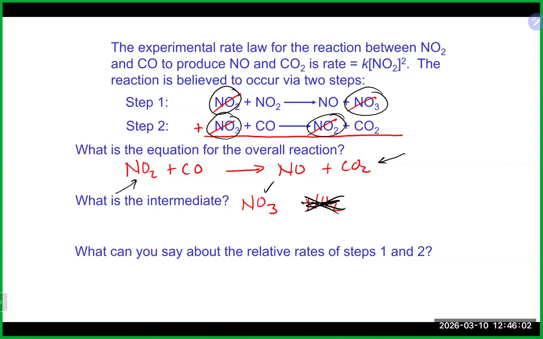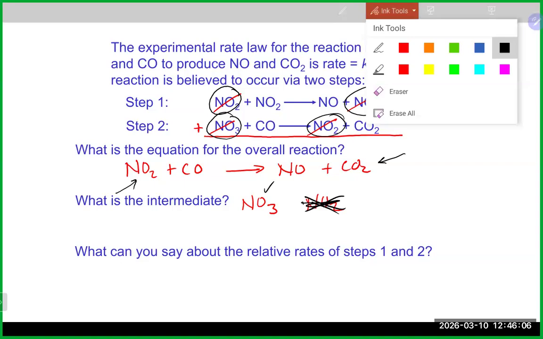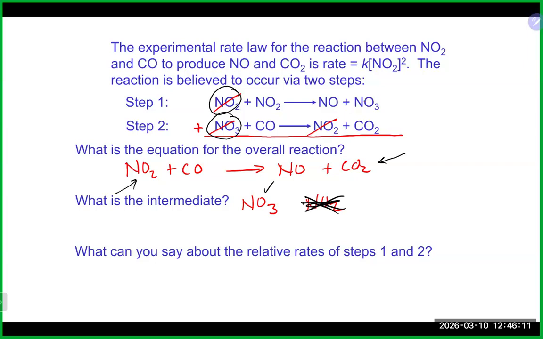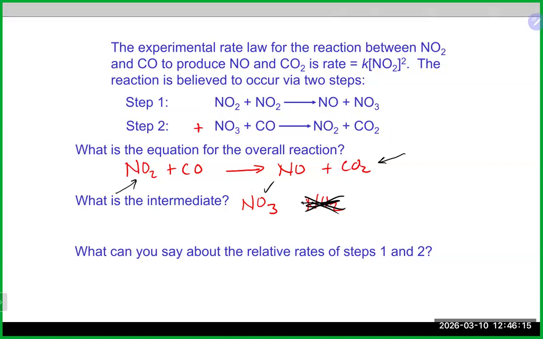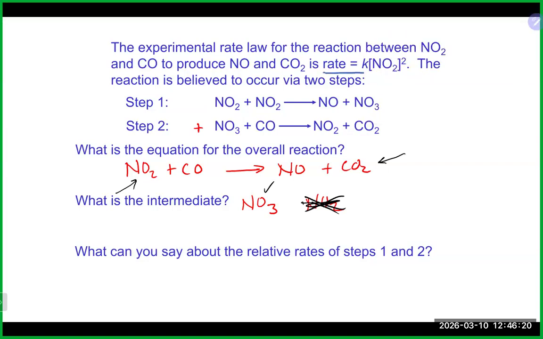All right, now we want to think about what's going on in terms of these steps. So I'm just going to erase some of my scribble here so we can see what's going on. One other thing that was given to us in this problem was the rate law that was found experimentally. This is the observed rate law, where the rate is equal to k[NO2], and we're going to square it.